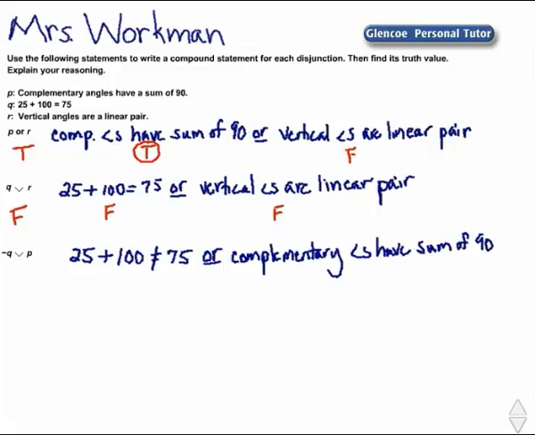Let's check the truth or falsity of each statement. 25 plus 100 is not equal to 75. That's true. Complementary angles have a sum of 90. That's true. So at least one of the statements making up the disjunction is true, and so the disjunction is true.